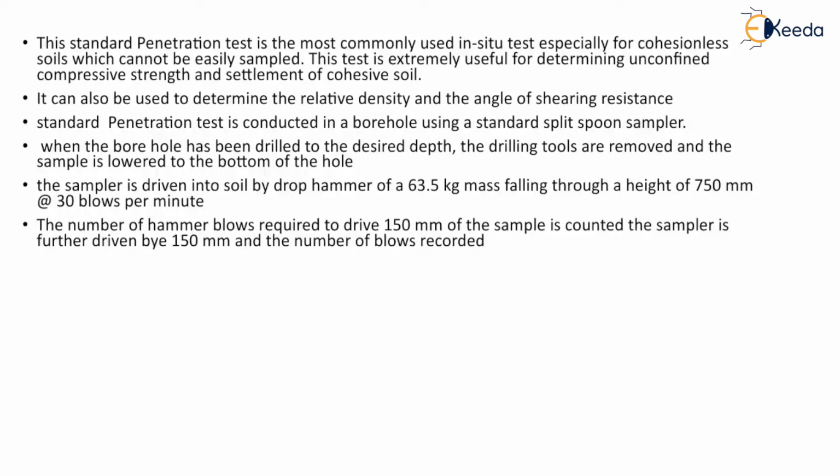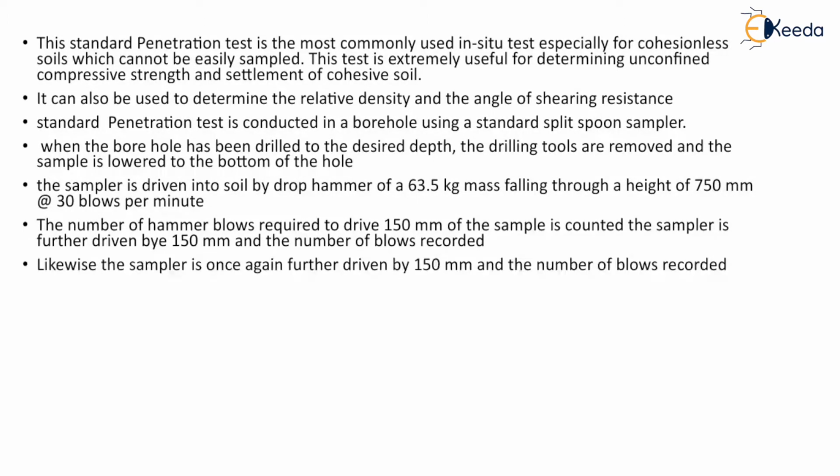The number of hammer blows required to drive 150 mm of sample is counted, and the sampler is further driven by 150 mm and the number of blows recorded. Likewise, the sampler is once again driven by another 150 mm and the number of blows recorded. Means the sampler is driven by 150 mm 3 times, and every time the number of blows required to drive the sampler are counted. The number of blows required for the first 150 mm is disregarded.